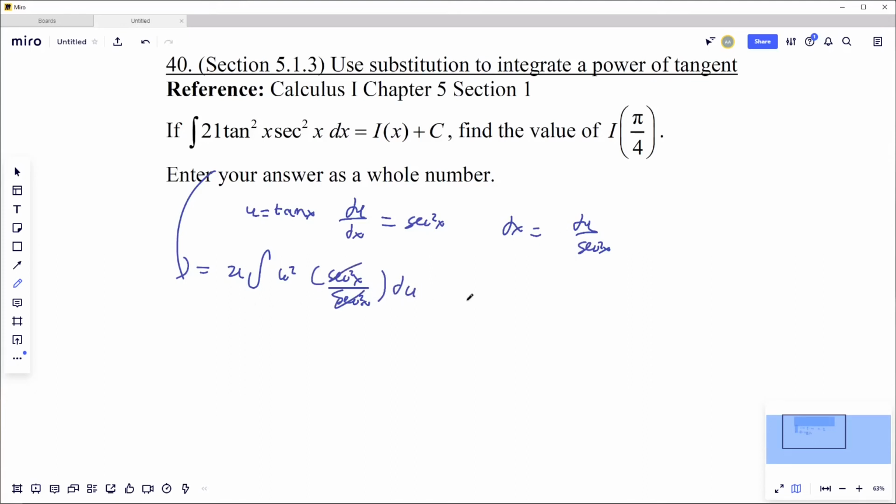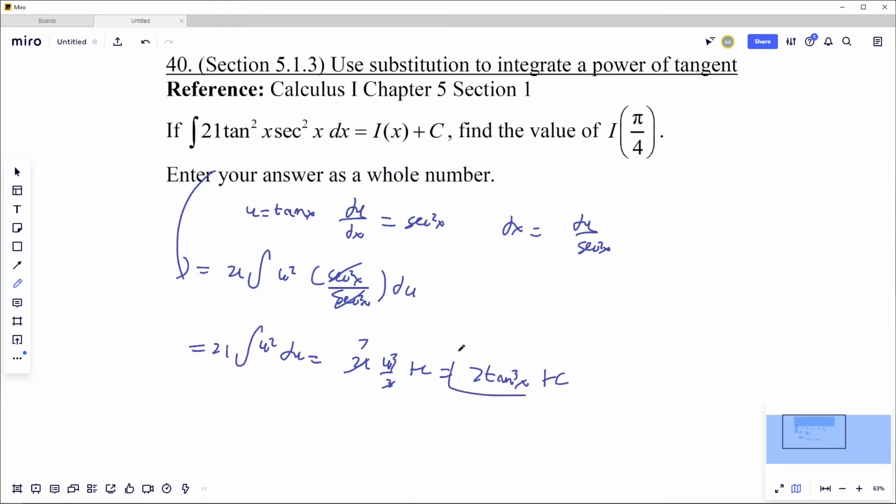These cancel, so we're back to square one. 21 u squared du. Now the integral of this, you get u cubed over 3. This cancels, gives you 7 plus c. 7 into, let's replace u by tan, so tan cubic of x, and we're done. Part c, plus c, I mean.